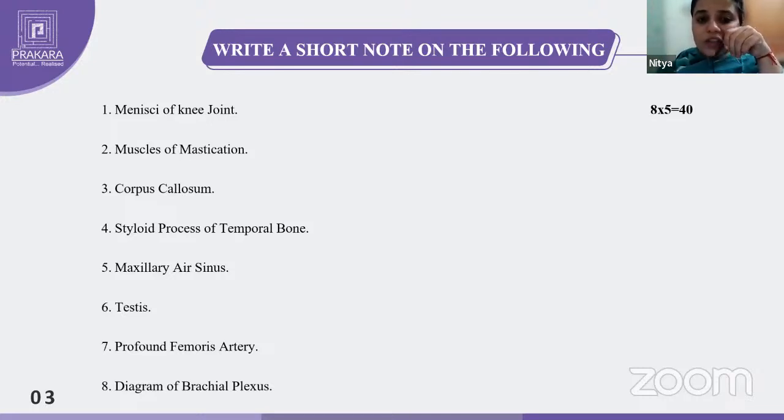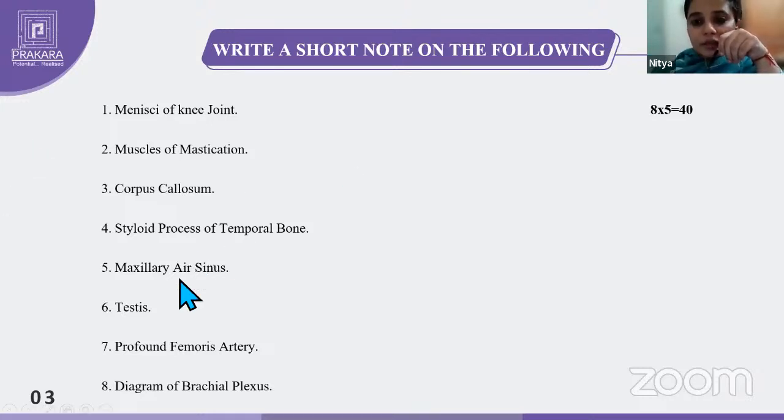Then styloid process of temporal bone. So if styloid process is asked, since it is for 5 marks, you have to mention about the styloid apparatus. So what does styloid apparatus consist of? First is the styloid process, which is a part of the temporal bone extending in the norma basalis. Okay, and it is a sharp pointed structure, and it gives attachment to 3 muscles and 2 ligaments. So these things you have to mention. It has a base, it has a body, and it has a pointed tip.